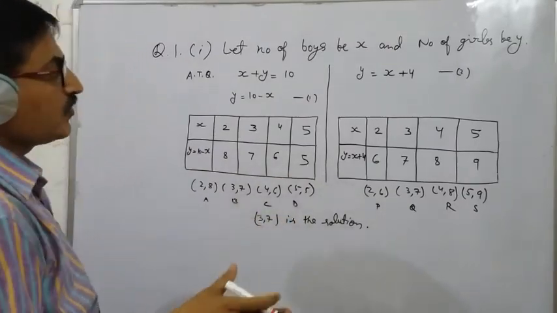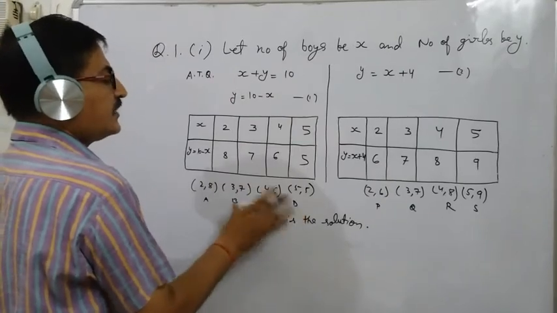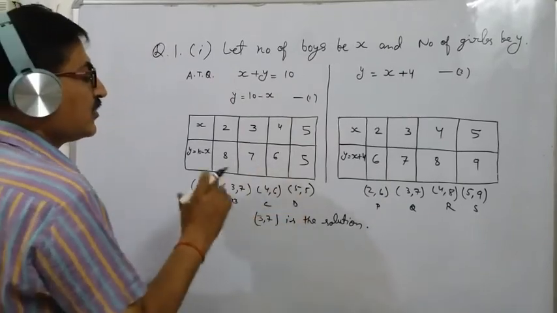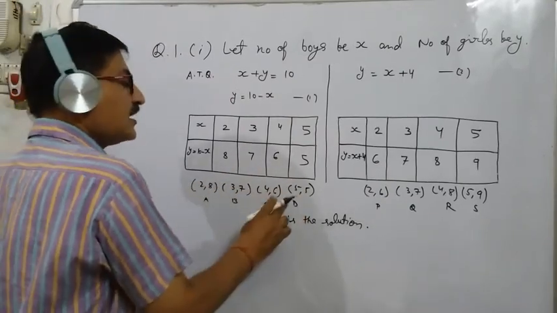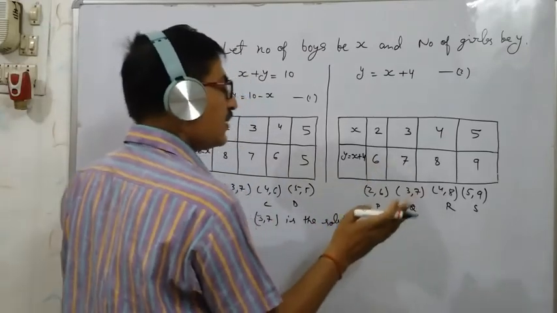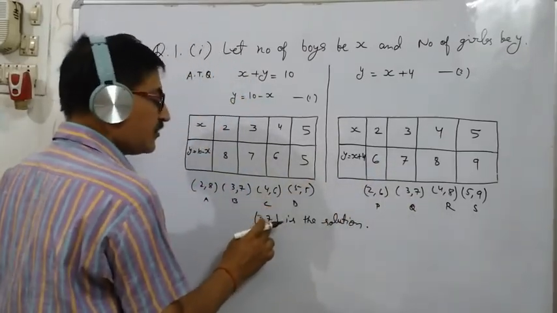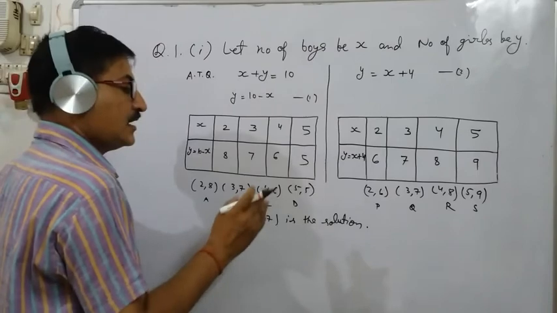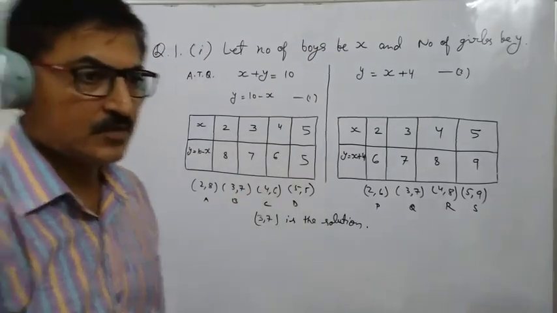What you will do in the copy: first you will write down this thing, and then in the graph you have to draw the lines with these coordinates and these coordinates. 2 lines will be drawn, and at the 3, 7 point both lines will intersect. That will be your solution.